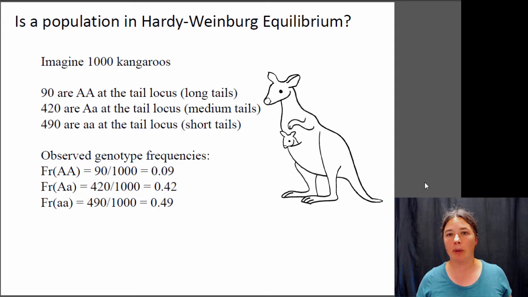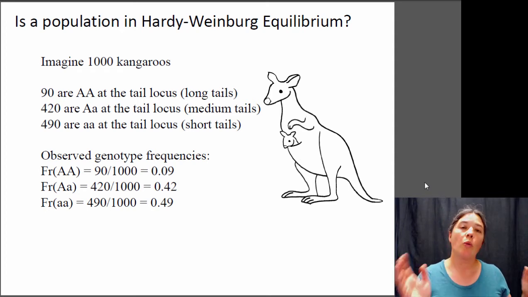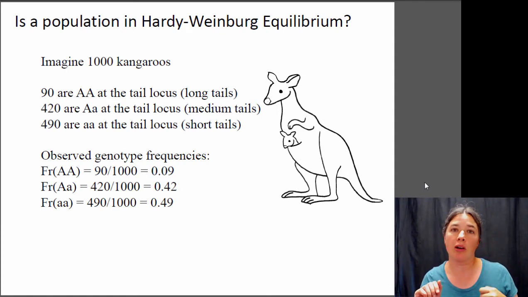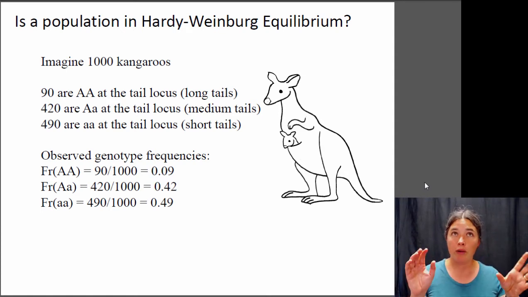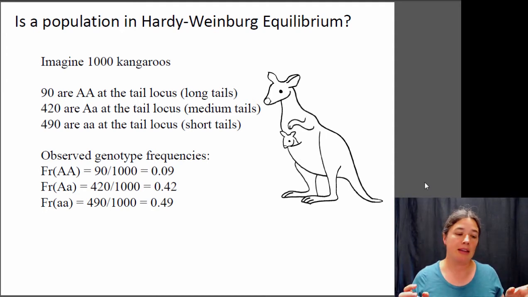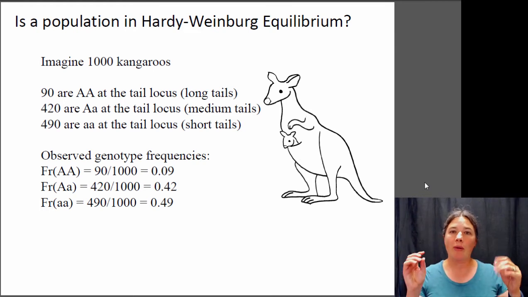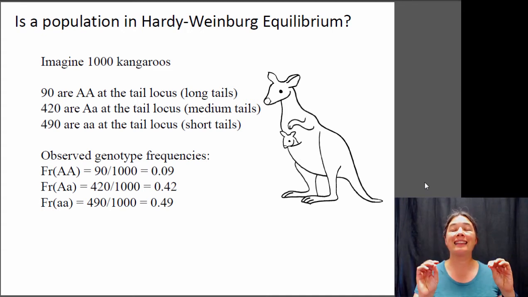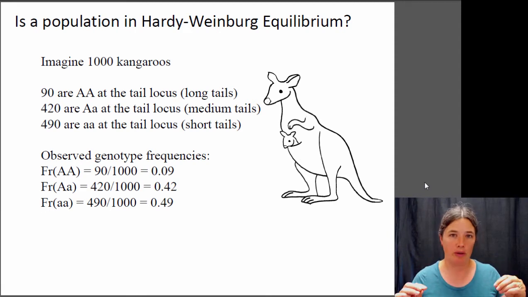Now, in order to tell if this population is in Hardy Weinberg equilibrium, we need to compare these observed values to what we would predict based on Hardy Weinberg theory. So hopefully you remember from the last lecture that the formula for Hardy Weinberg is p squared plus 2pq plus q squared equals 1. So that's our Hardy Weinberg formula, but we need to get that p squared, 2pq, q squared. So we have to calculate p and q. Now p and q are the allele frequencies in the population, the observed allele frequencies.